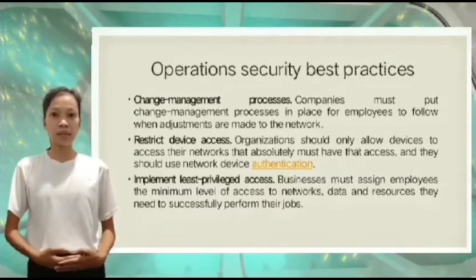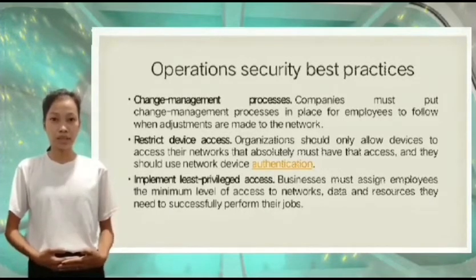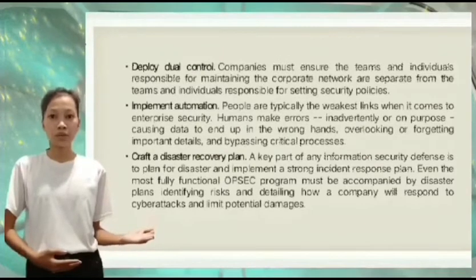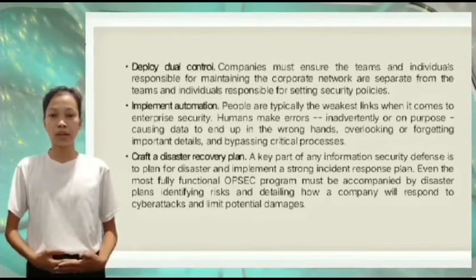The third one is implement least privilege access. Businesses must assign employees the minimum level of access to networks, data, and resources they need to successfully perform their jobs. And the fourth one is deploy dual control. Companies must ensure the teams and individuals responsible for maintaining the corporate network are separate from the teams and individuals responsible for setting security policies.